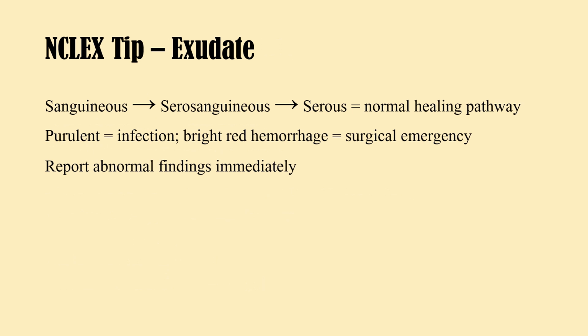NCLEX tip regarding exudate: sanguineous to serosanguineous to serous is the normal pathway. If drainage is purulent, infection could be suspected. Bright red bleeding could be a surgical emergency requiring immediate action.